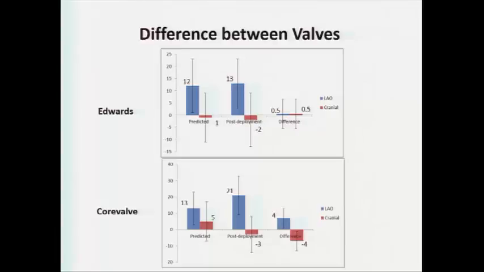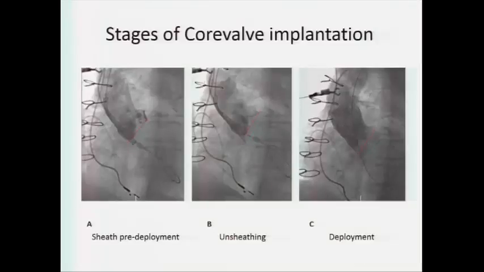For the CoreValve, on the other hand, the predicted was 13 LAO and 5 cranial. The actual closest point, this was the closest point. The actual post-deployment was 21 LAO and 3 caudal, with a difference of 4 degrees LAO and 4 degrees caudal. In other words, there's a consistent bias of 4 degrees LAO and 4 degrees caudal compared to what one would expect. So we try to think what could cause this difference, and perhaps this is our hypothesis.